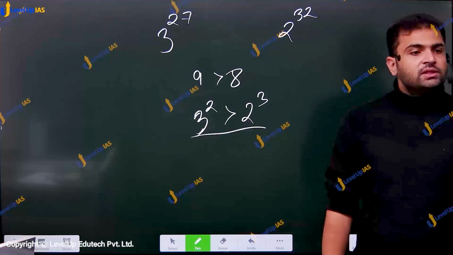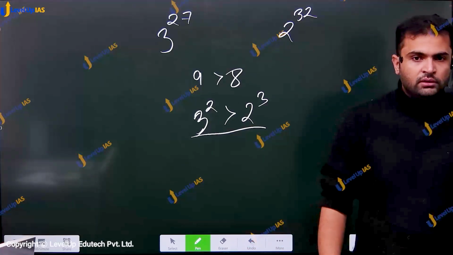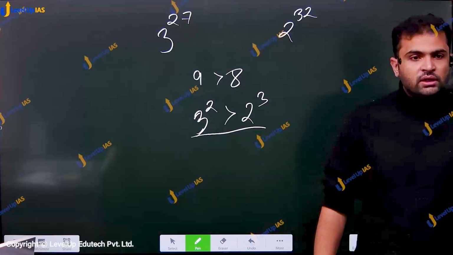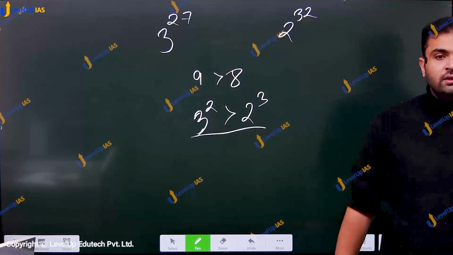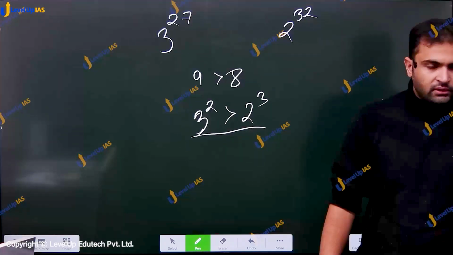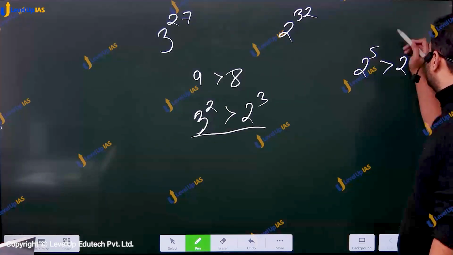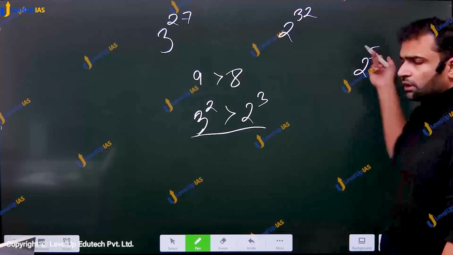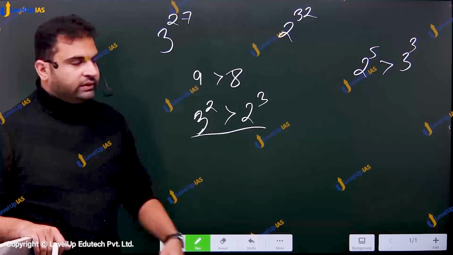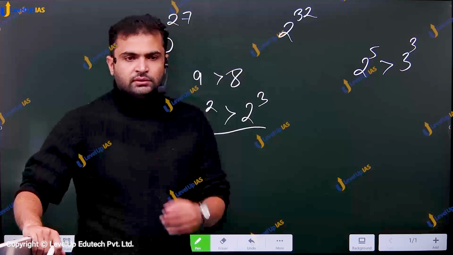If my hunch is otherwise, if instead of 32 there is 40, and if I think that 2 raised to 40 should be bigger, then what would I start with? Then I would choose powers of 2 and 3 such that I know that power of 2 is bigger. For example, I would choose 2 raised to 5 bigger than 3 cube. 32 greater than 27. That would have been my starting point, which is possible, fair enough, right?